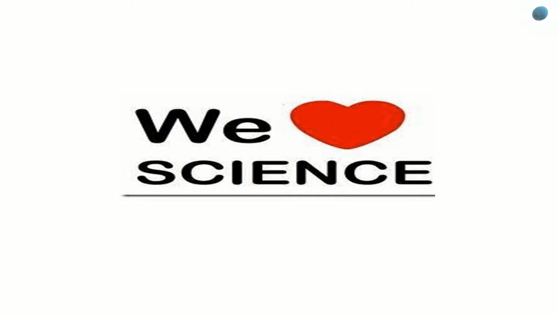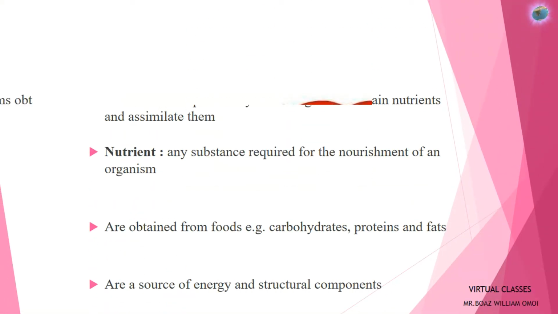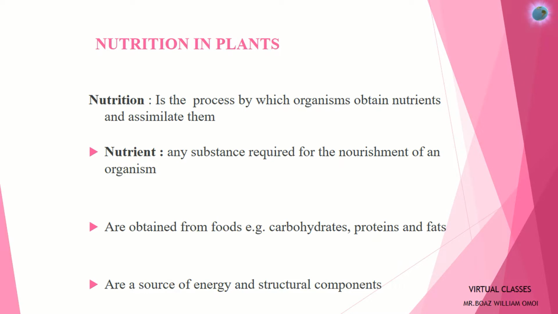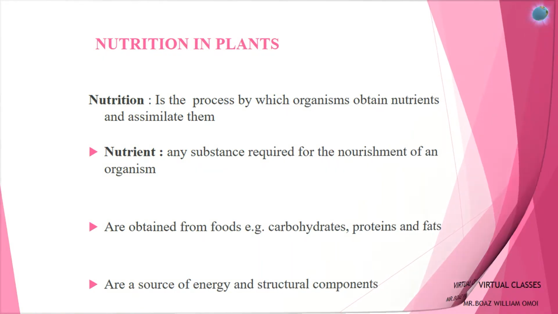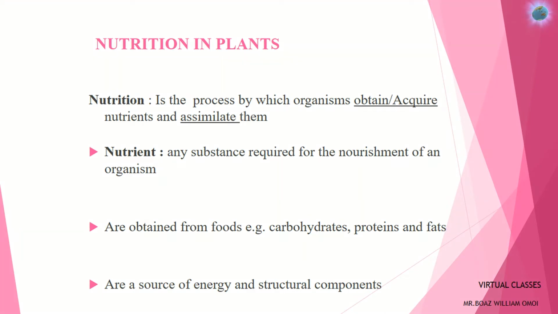So I'm going straight to nutrition and I'm going to give the meaning of nutrition. Now, in the exam, if you're asked what is nutrition for 1 mark, you'd say it is the process by which living organisms obtain nutrients and assimilate them. Full stop. So you just say in summary, it is a process by which living organisms acquire or obtain nutrients and assimilate them. The keywords in that definition are obtain or acquire, and also assimilate.